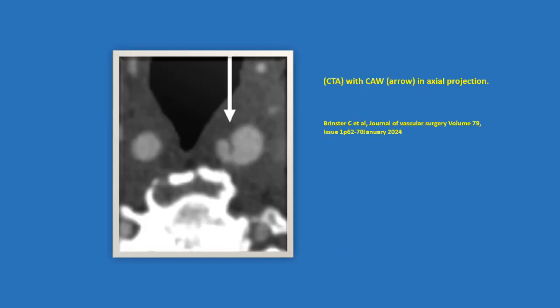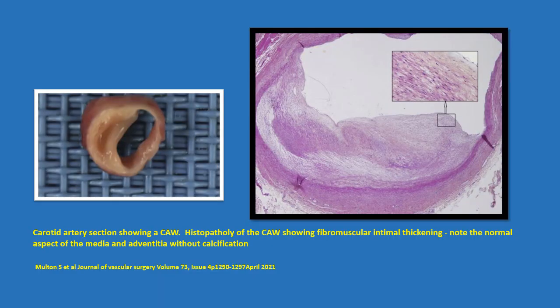This picture shows a CTA in axial projection and demonstrates a carotid artery web, shown by the arrow, projecting from the posterior wall into the lumen of the carotid bulb. Here, the picture on the left shows a carotid artery section demonstrating a carotid artery web. Histopathology of the carotid artery web on the right shows fibromuscular intimal thickening. Note the normal aspect of the media and adventitia without calcification.